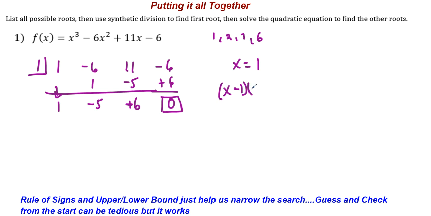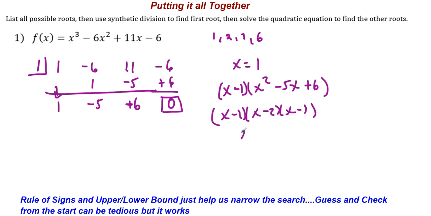And that leaves me with x squared minus 5x plus 6. Well, that's easily factorable. I can still use quadratic formula. So what times what is equal to positive 6, and that together gives you -5? And that's going to be -2 and -3. So there you go.